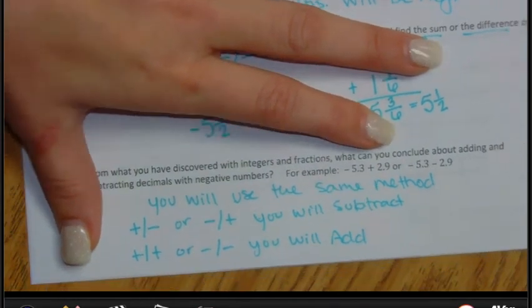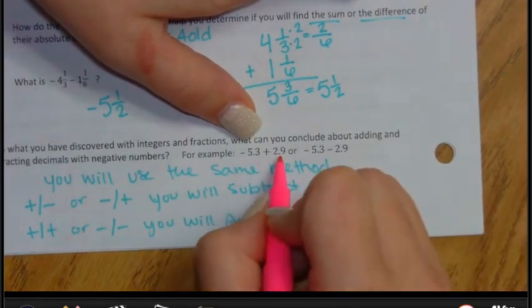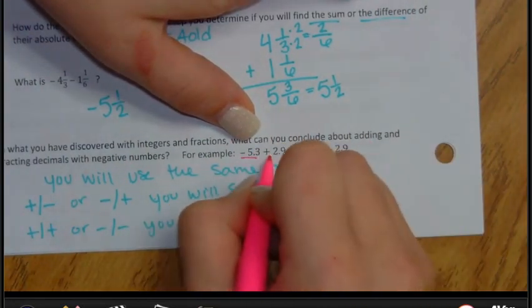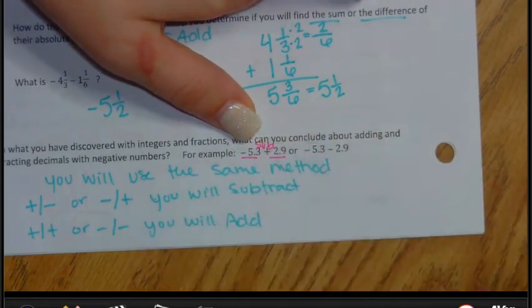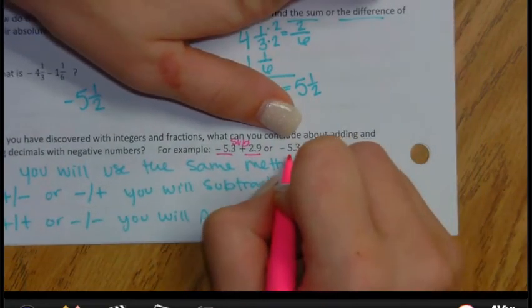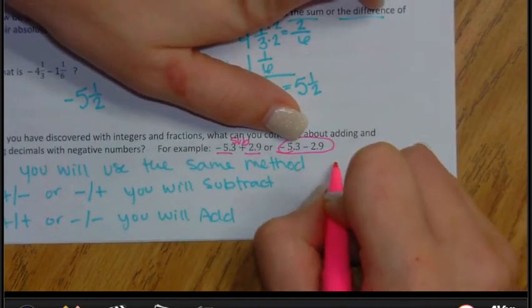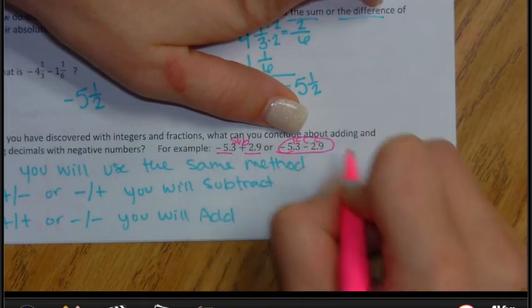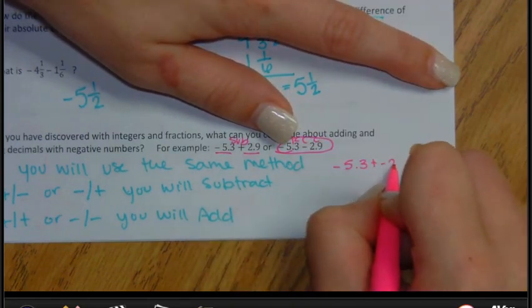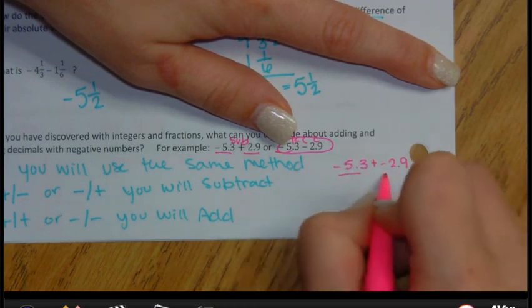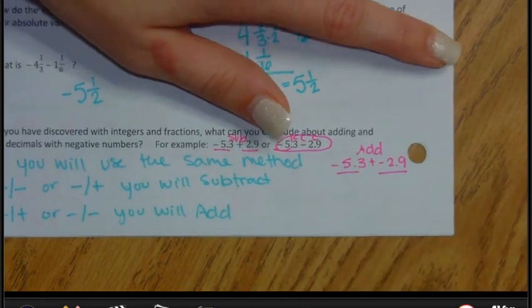Okay? So, taking a look at these two, negative 5.3 plus 2.9, I have a negative and a positive. Meaning I will subtract these two numbers. With this one, we need to change the subtraction problem to an addition. So I'm going to do keep, change, change. So keep negative 5.3 plus negative 2.9. We'll have two values of the same sign, meaning I'm going to add my two numbers together.